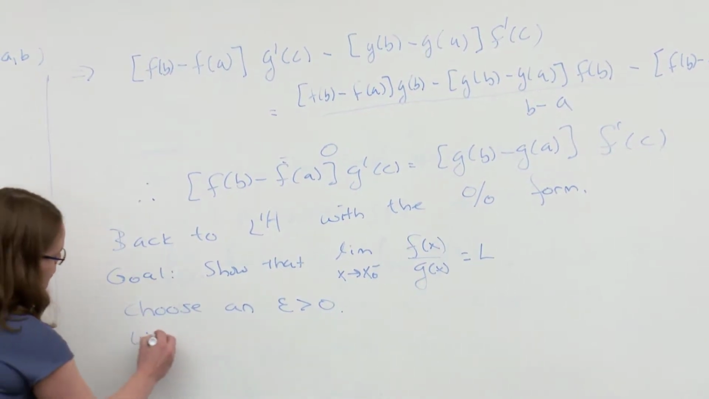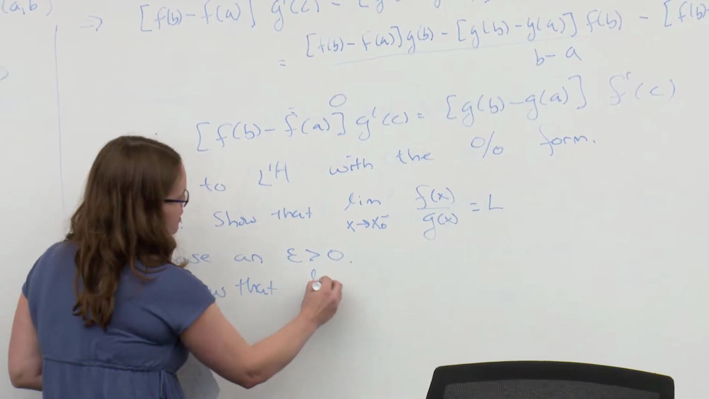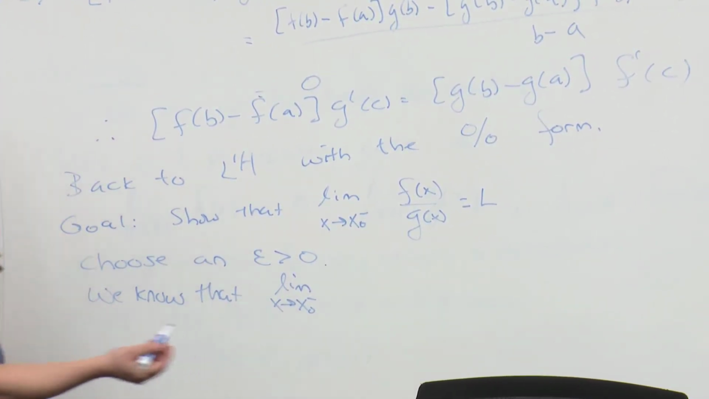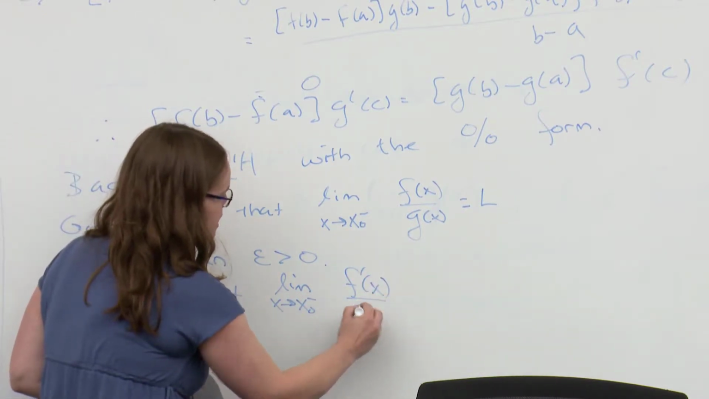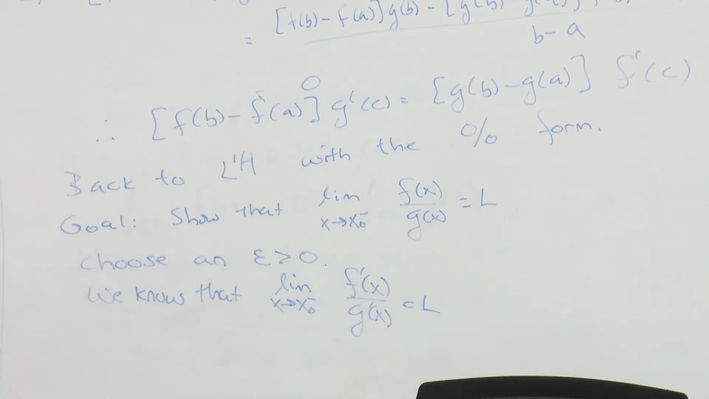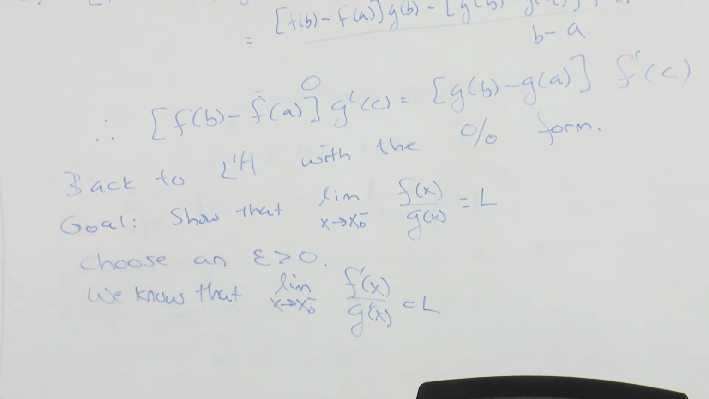So we know that the limit as x goes to x naught, okay, I'll say from the left, but actually from both directions, of f prime over g prime is equal to L. Okay, and if I write down exactly what that means, that for any epsilon greater than 0, including this one that we've already picked, we can find a delta.